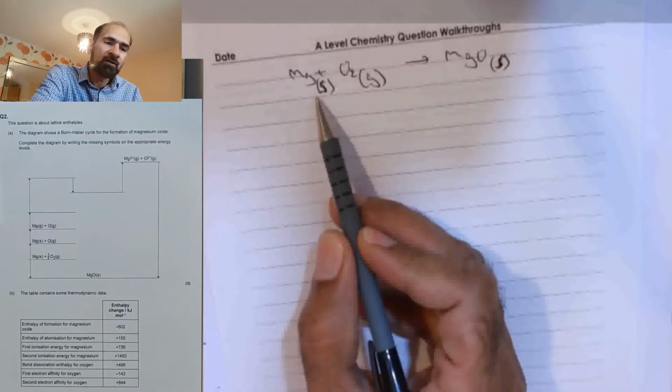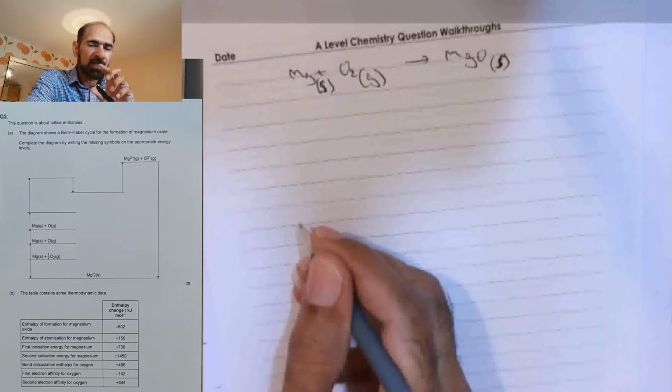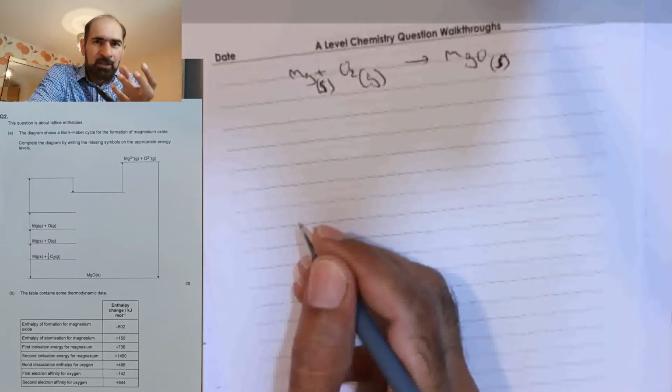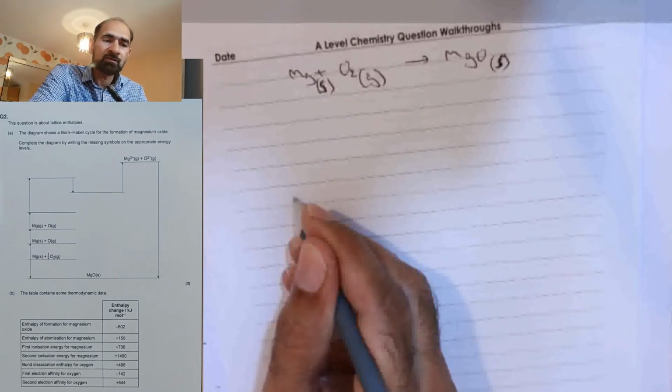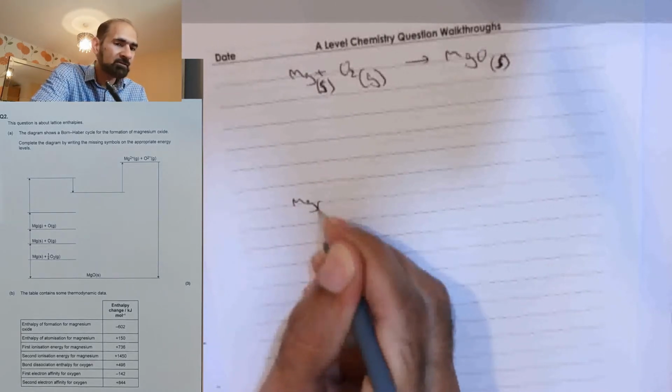Now let's look at this for a second. You start with magnesium. I'm going to tell you how a Born Haber cycle works first before I address the question. Magnesium is a solid. You start with magnesium as a solid.